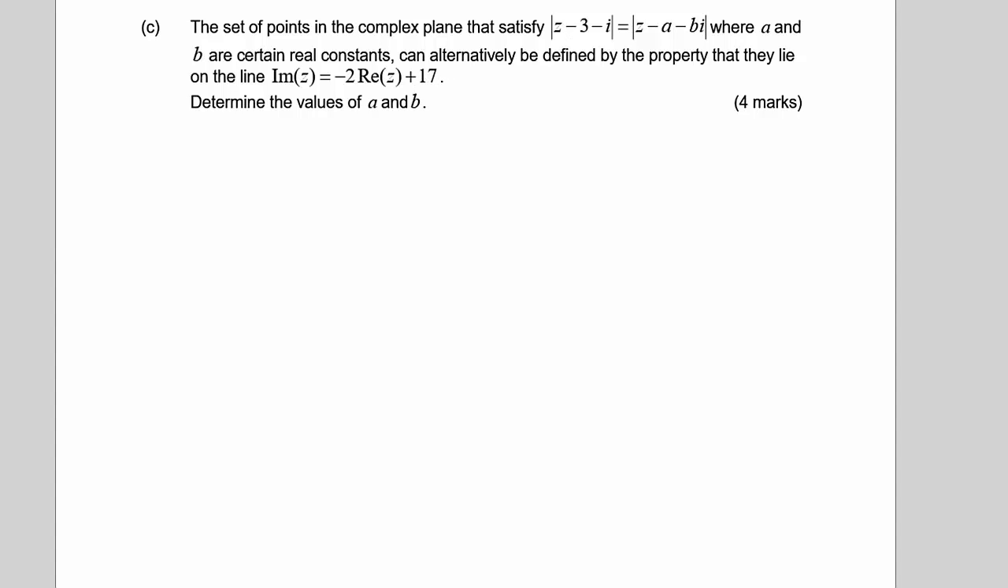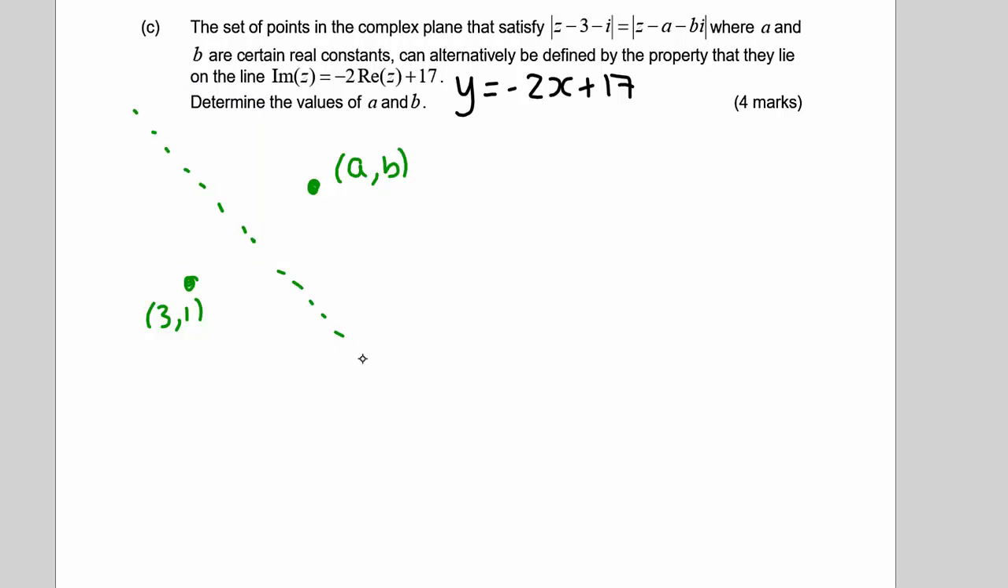I can rewrite that as y equals -2x plus 17. So let me make a quick sketch. We've got a point here, which we know as A, B. We have a point over here, which we know as 3, 1. And we know that the dotted line in between these two has the equation y equals -2x plus 17. That's what they're telling us.